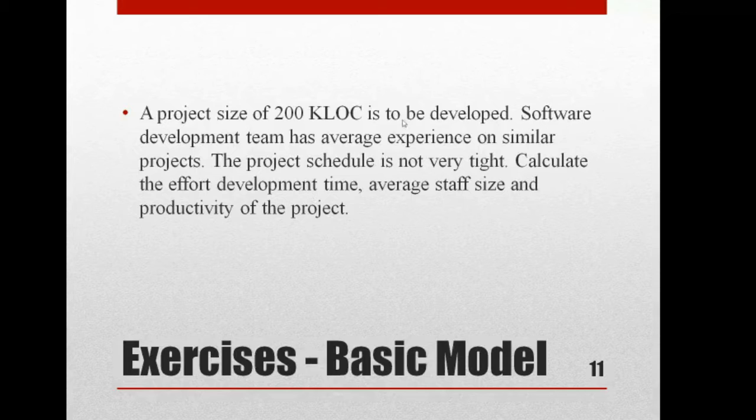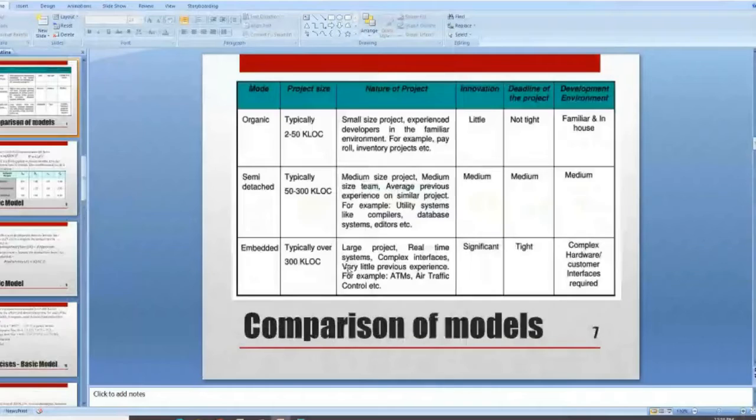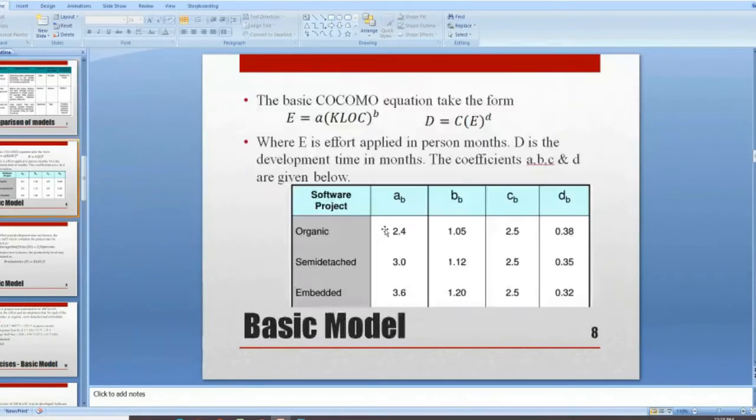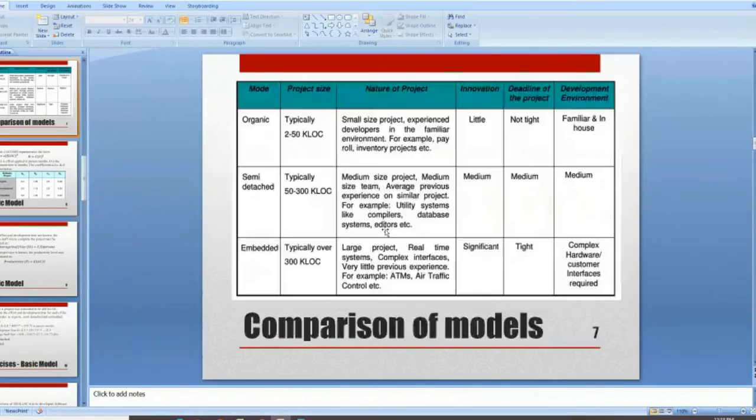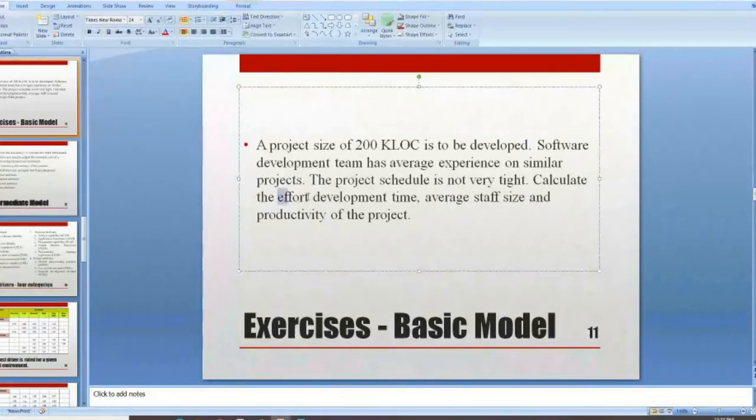So first, let us see the project size. Project size is 200 kilo lines of code. So this will come under semi-detached, right? And it is not tight. They have mentioned that the project schedule is not very tight. It is in the medium range, right? And they're asking to calculate the effort, development time, average staff size, and productivity of it.